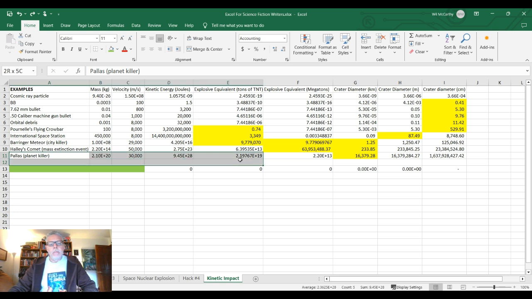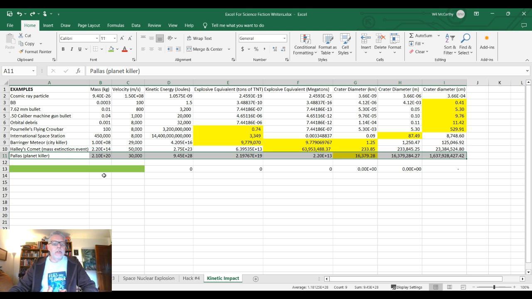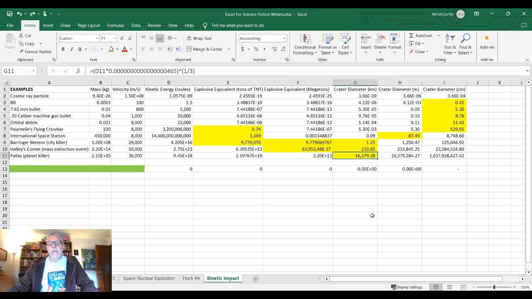And then there's an asteroid called Pallas out in the asteroid belt that weighs 2.1 times 10 to the 20th kilograms. And if we imagine that hit the Earth at sort of a cometary velocity of 30,000 meters per second, or 30 kilometers per second, that would give us a crater diameter of more than 16,000 kilometers. Now, the Earth is only about 12,000 kilometers across. So this would completely obliterate the Earth.